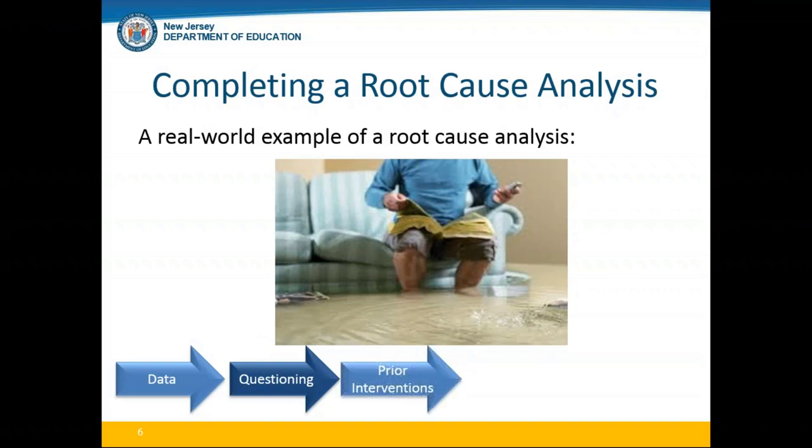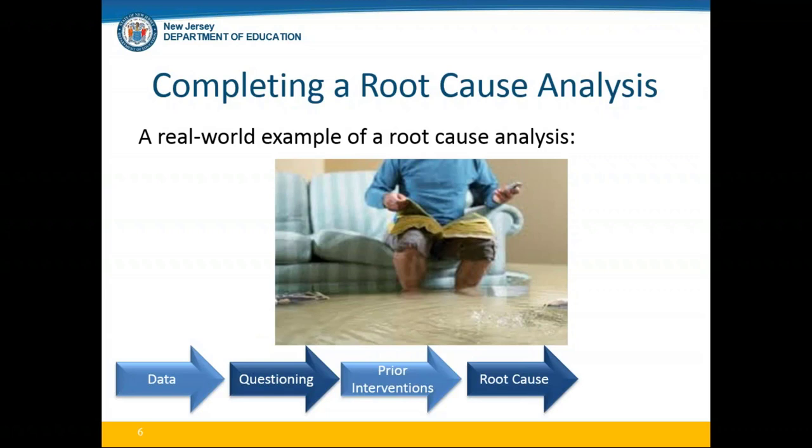In this example, has the room flooded before? If so, what was done about it? How effective was that solution? Once we have asked and answered each of these data-informed questions, we may be closer to identifying the root cause of the problem. In our example, we can surmise that there is one clear root cause of this flooding.